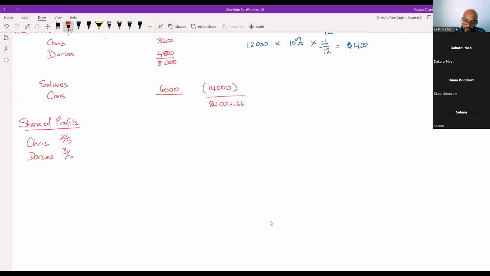So 2/5 and 3/5. And this is of the 84,004.66. So we just punch that into the calculator. 2/5 multiplied by 84,004.66. That's going to give me 33,601.